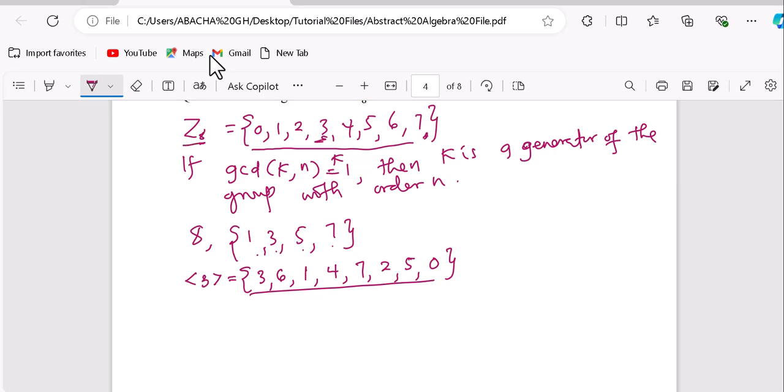Is that okay? So likewise, if you take 5 or 7 or any of them, you are still going to be able to generate all the elements of the group. And so on this note, my pen is going battery low. I will stop here.